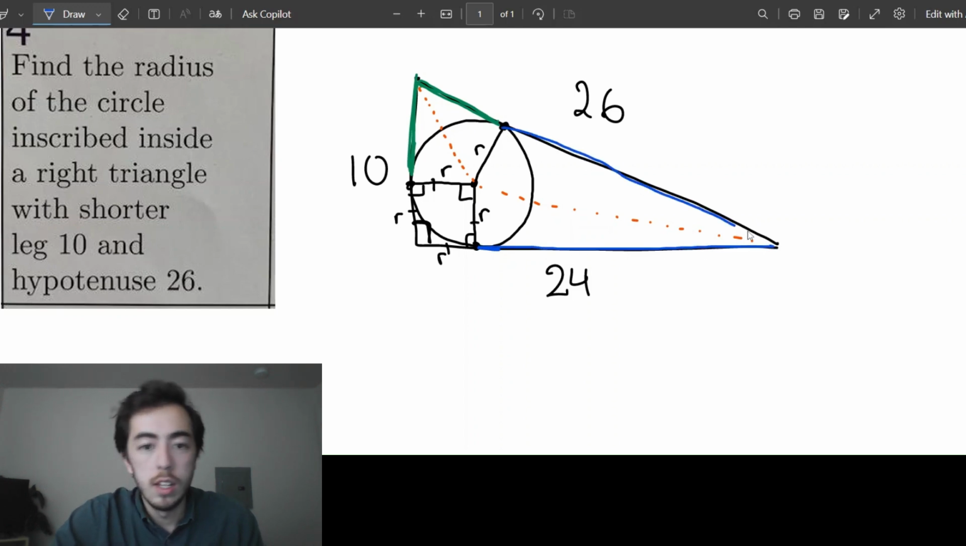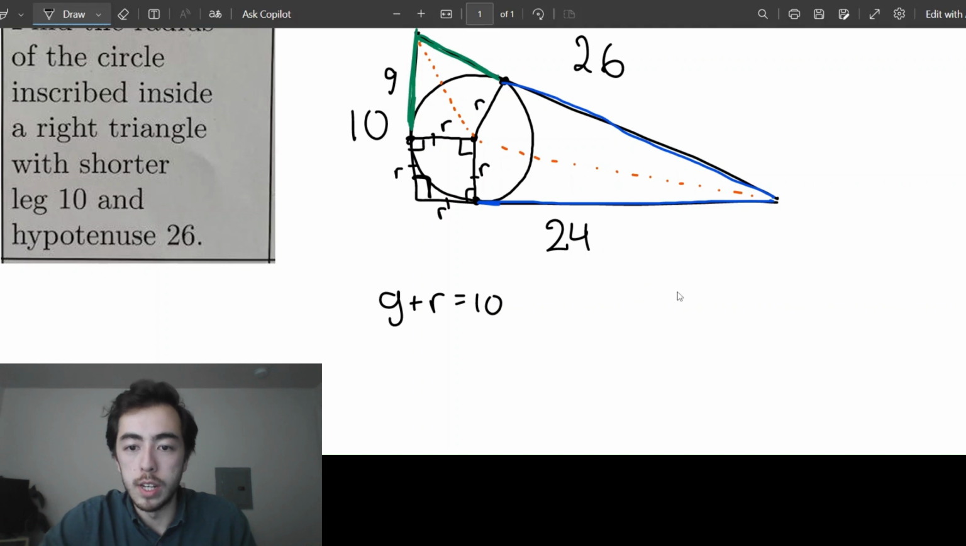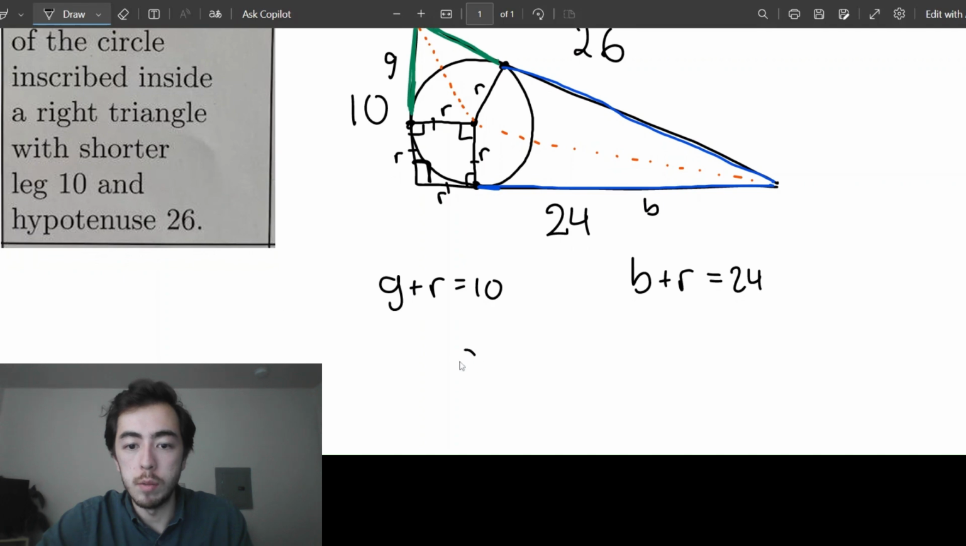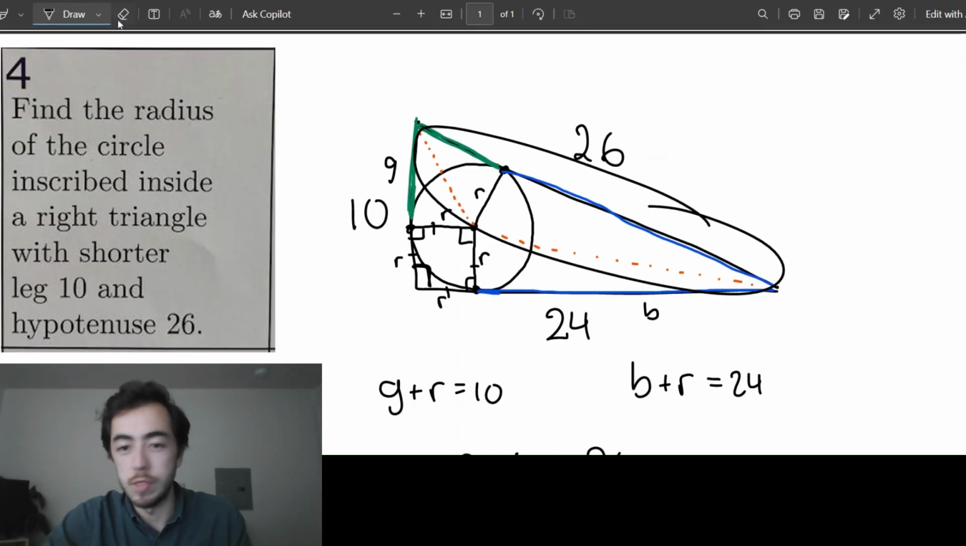Let's try to figure out some stuff about these sides. For example, we could do G plus R equals 10. I'm doing G for green right here. We could also do B plus R equals 24. I'm doing B for blue. And then I know that G plus B is 26. I'm getting that from my hypotenuse because the two sides added up equal the hypotenuse.